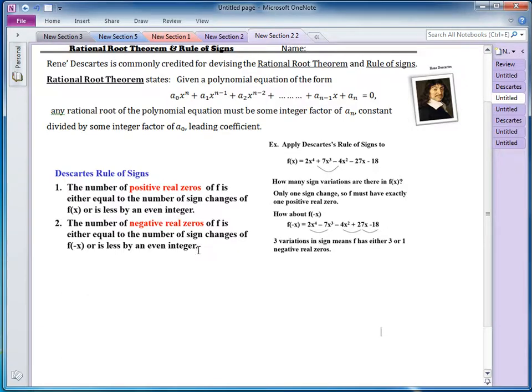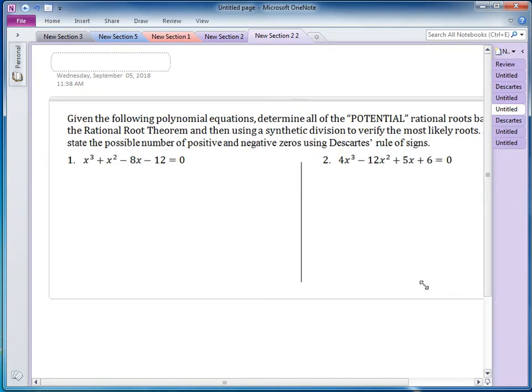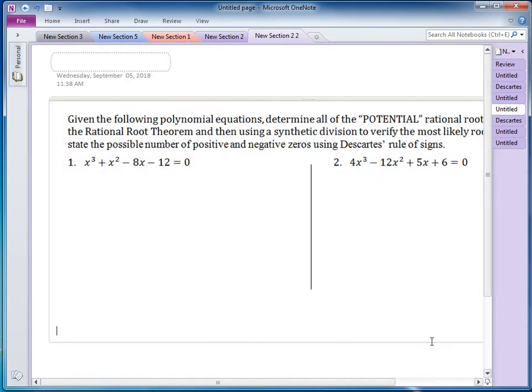For the negative case, we put f of negative x in the equation and then see the changes of sign again, and then you can say this is the maximum, or subtract 2 if it is possible, and then you can say the lower number as possible solutions. So I'm going to do one problem with you, okay? And then I'll give you time to take notes.